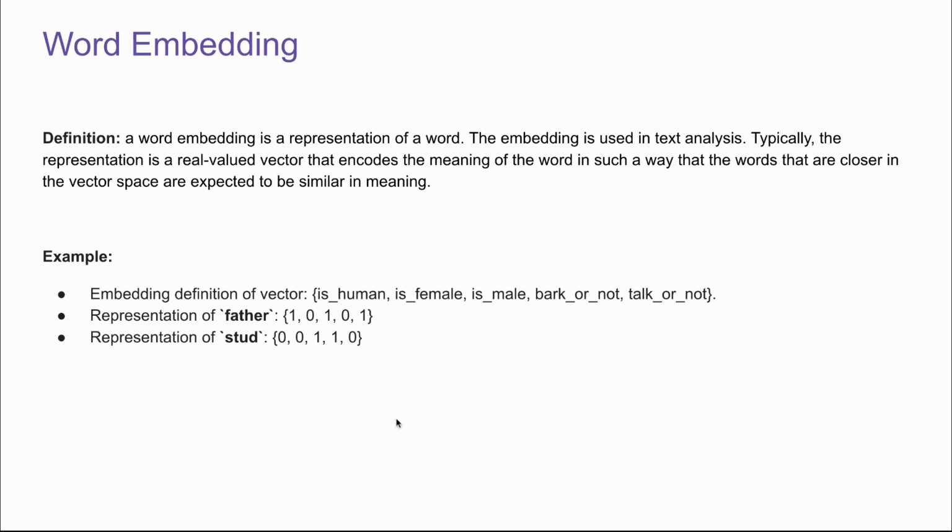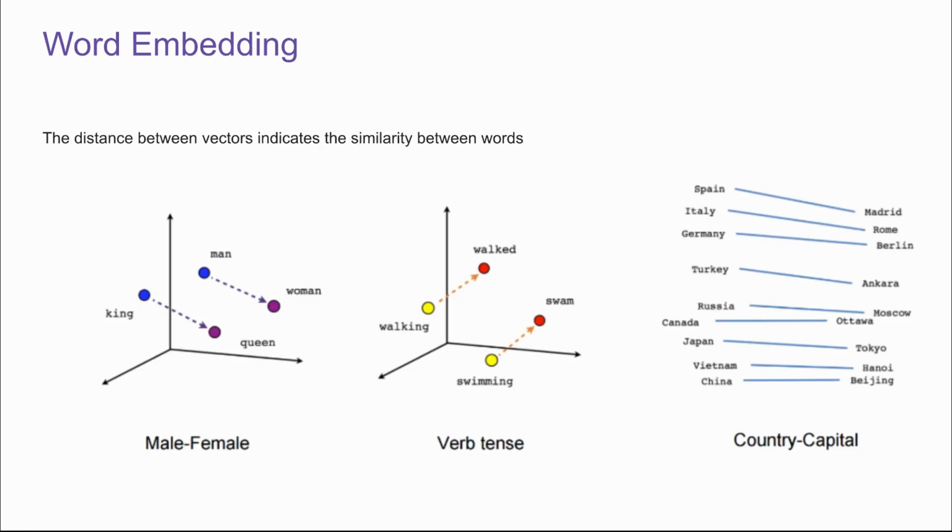Barks, doesn't talk. So this is a pretty simple example of word embedding. So why is it useful? There are two big advantages, I would say. First one is the distance between vectors indicates the similarity between words. So you can actually take a look at these examples. Like from king to queen, the vector is very similar to from man to woman, right?